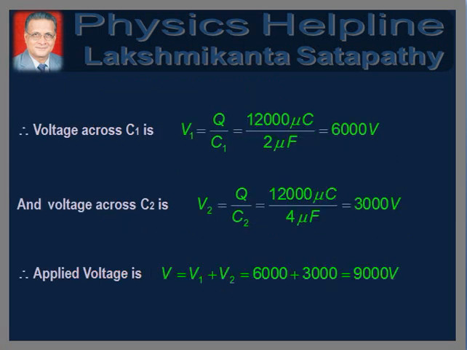Therefore, under these conditions, voltage across C1 is V1 equal to Q by C1, which is equal to 12,000 μC divided by 2 μF, which is equal to 6000 volts, and voltage across C2 is V2 equal to Q by C2, which is equal to 12,000 μC divided by 4 μF, which is equal to 3000 volts. Therefore, maximum voltage applied across the series combination is V equal to V1 plus V2, which is equal to 6000 plus 3000, which is equal to 9000 volts, which is the answer to the question.